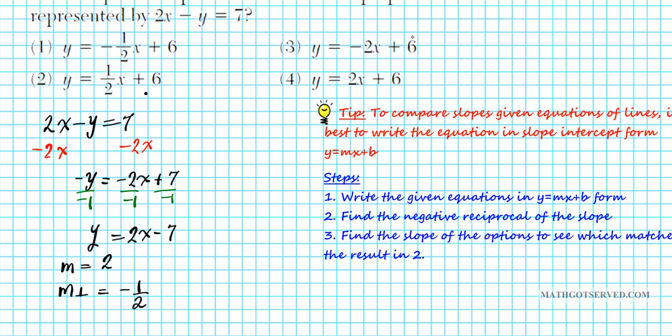So remember y equals mx plus b. The coefficient of x is your m. So in this case, option 1, m is negative 1/2. Option 2, m is 1/2. Option 3, m is negative 2. Option 4, m is 2. So which one is our answer? Our answer is option number 1, because it has a slope that is a negative reciprocal of the slope of this line, which is 2. Okay, so the answer is option number 1.